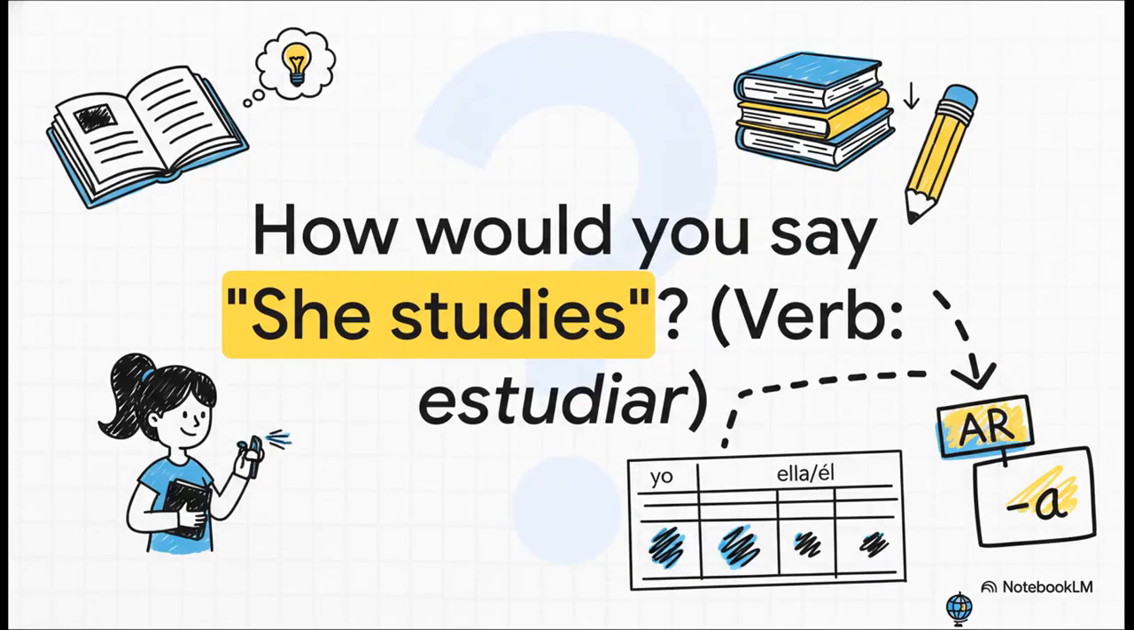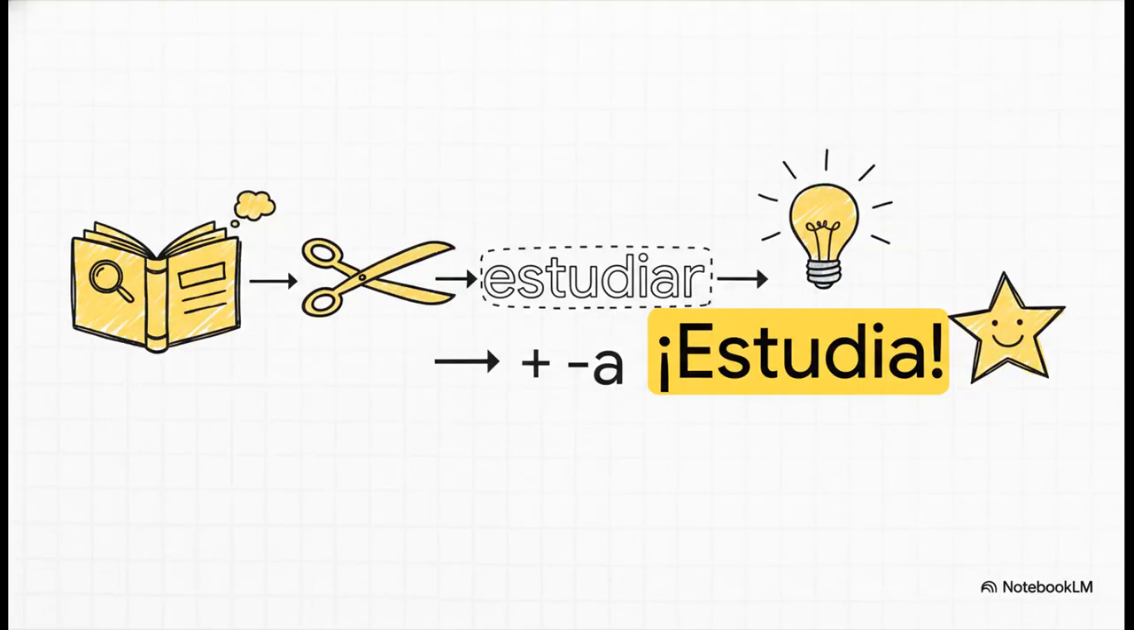Okay, one more for good measure. This time the verb is estudiar, an AR verb. How would you say she studies? What's that ending for she? That's it. Estudia, you drop the AR, pop on the A for she, and you're done. See? The system works. You're already doing it.